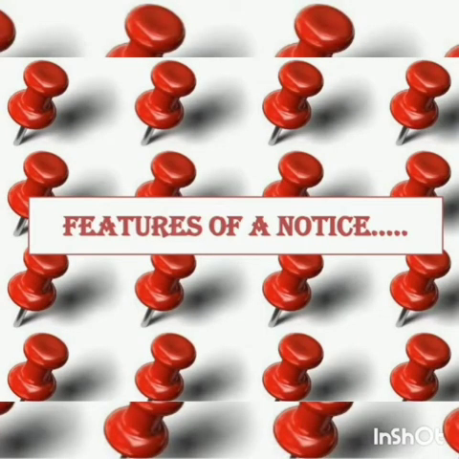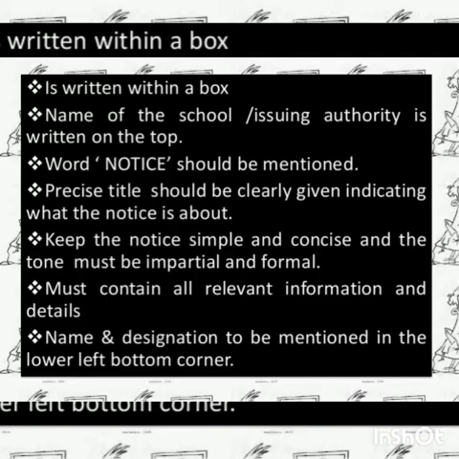So what are the features of a notice? Very important. First, a notice should be written within a box, and the name of the school or the organization should be written on the top, and the word notice should be written clearly, and the title should be very precise. That is, the title should be very short and very clear, apt to the notice, and the notice should be very simple, and it should not be partial. That is, it should be impartial, and all the relevant information should be present in the notice.